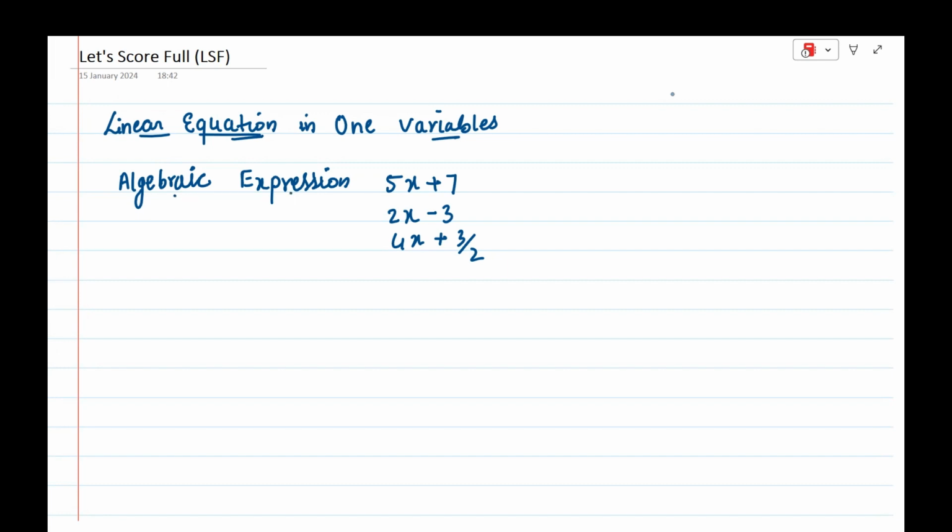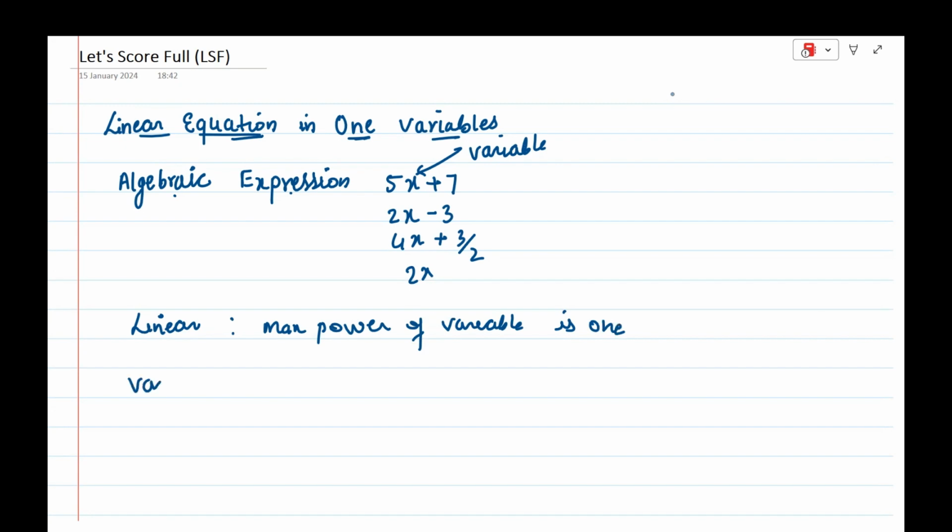What is algebraic expression? So anything like 5x plus 7, 2x minus 3, 4x plus 3 by 2, or even if I say 2x, all these are algebraic expressions. Here, this is my variable. And as I can see only one variable, I'll say one variable. Only one variable is there. Linear means maximum power of variable is 1.